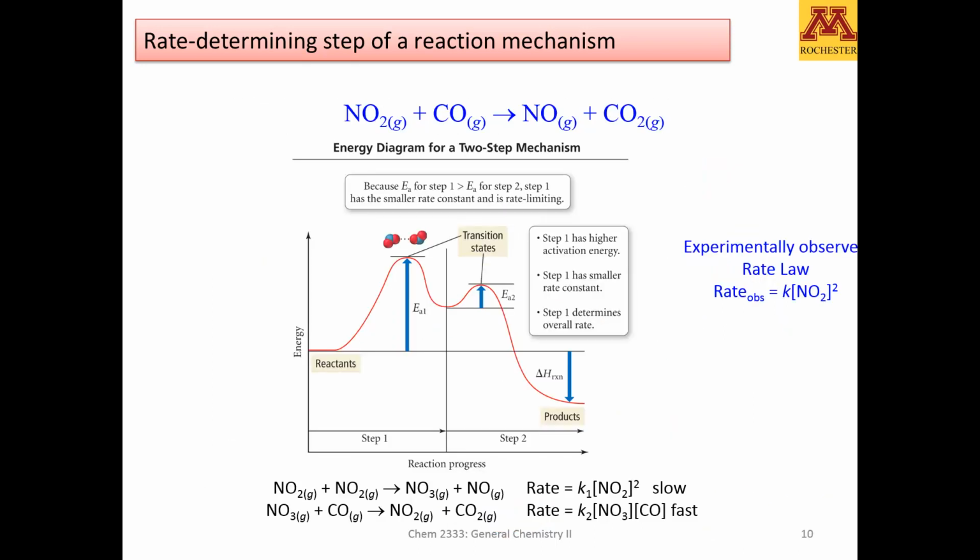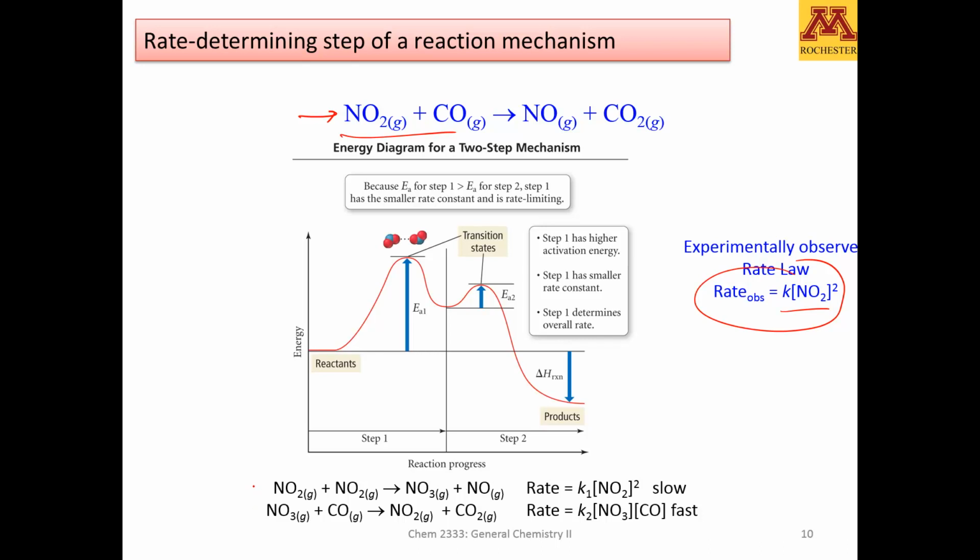Okay, so let's practice some more. Let me give you an example. This is a common atmospheric reaction. The overall reaction, you have it here. Nitrogen dioxide reacts with carbon monoxide to give nitrogen monoxide and carbon dioxide. And we can measure experimentally that this is the rate law. Notice that the rate law does not match your overall reaction. So one needs to come up with a mechanism that explains this rate law.